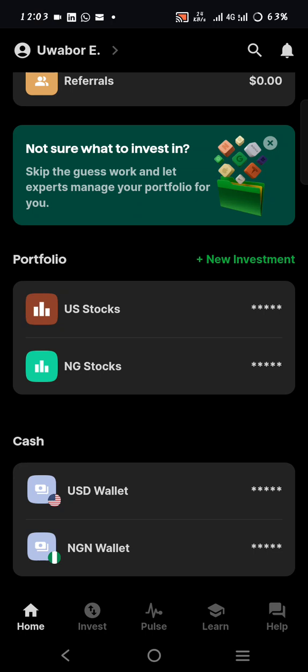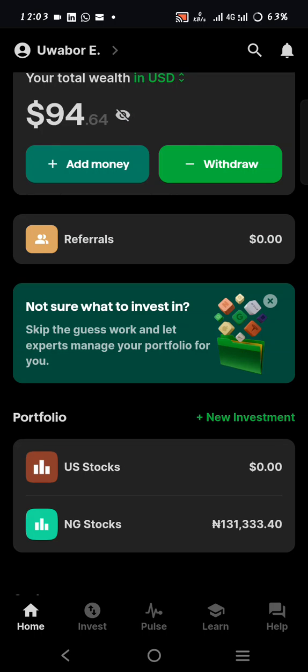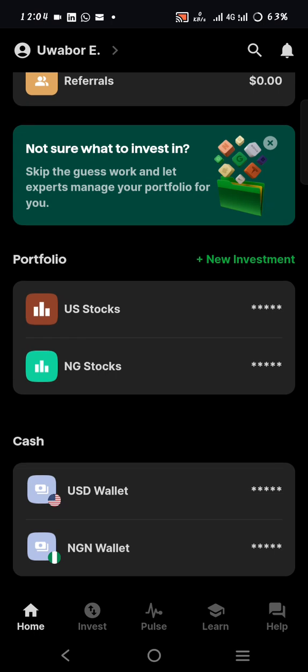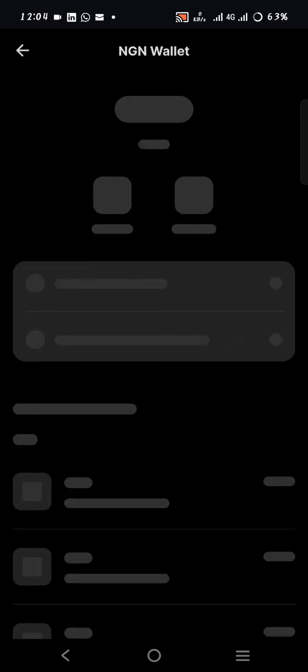Now, this time around, I want to fund my wallet so I can buy some US stock. If you look at your account balance, it is usually in dollars. You can see we have $96,000 there, but that is not what we are doing today. We want to do some stock. Since I intend to buy US stock, I can fund my wallet from my Nigeria account.